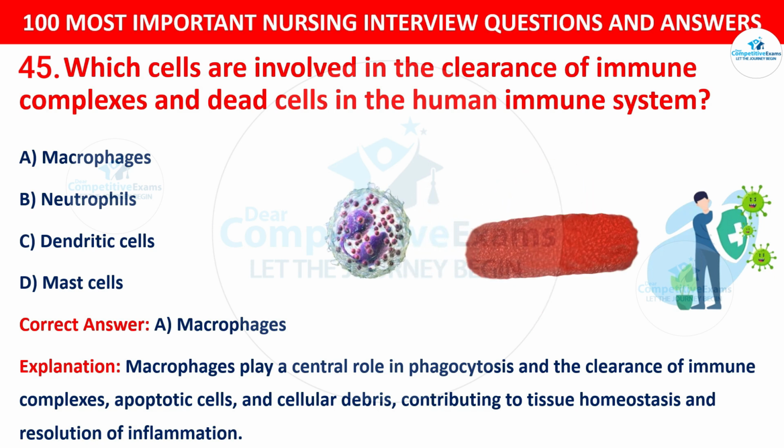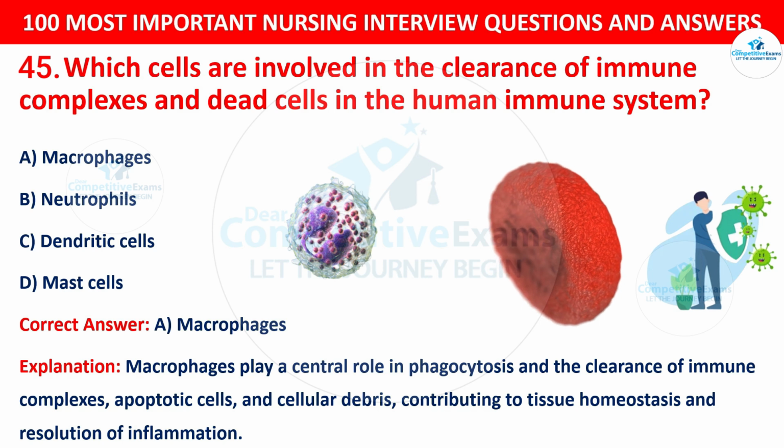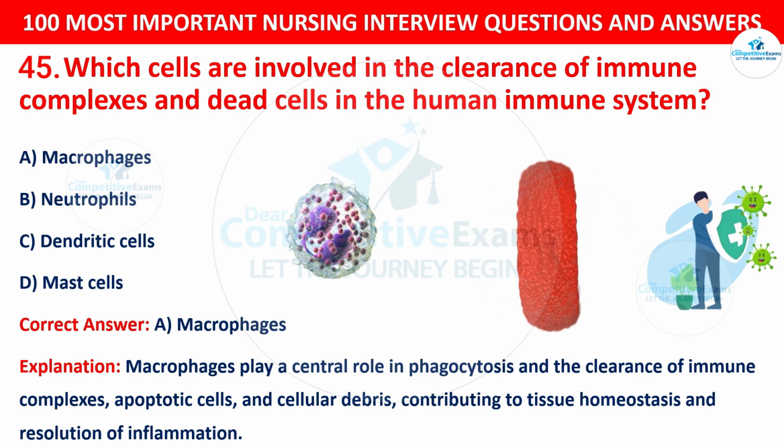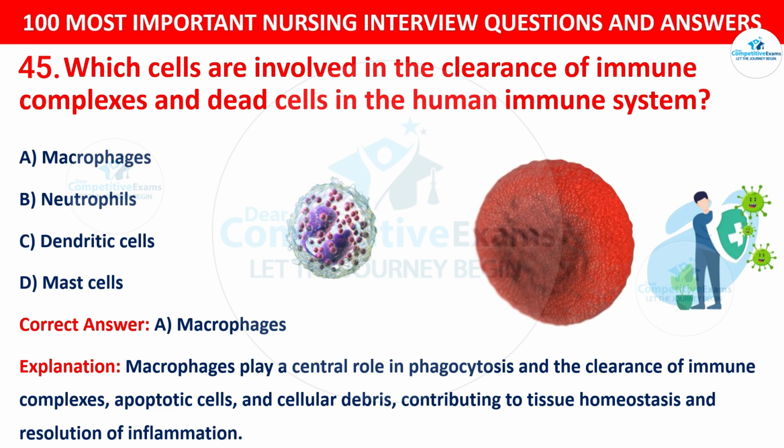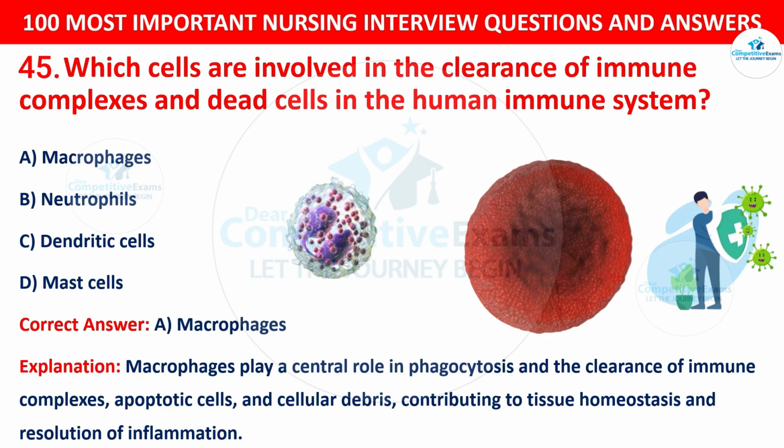Macrophages play a central role in phagocytosis and the clearance of immune complexes, apoptotic cells, and cellular debris, contributing to tissue homeostasis and resolution of inflammation.